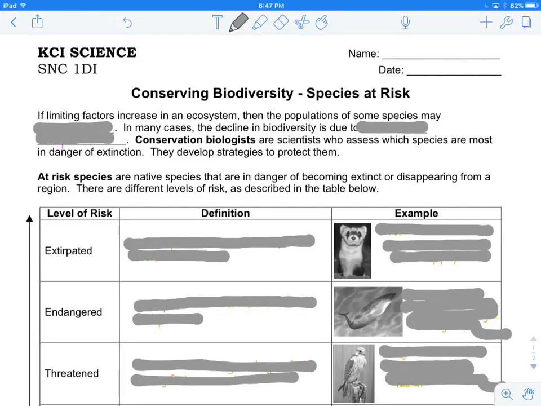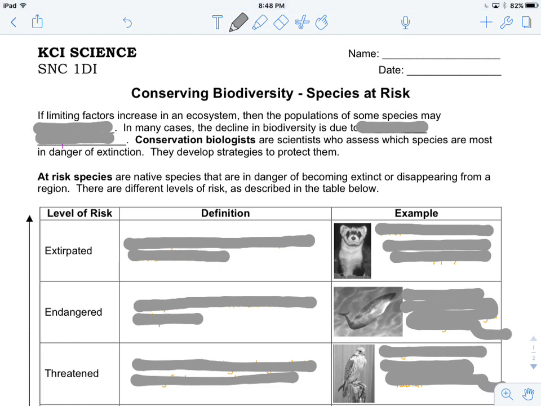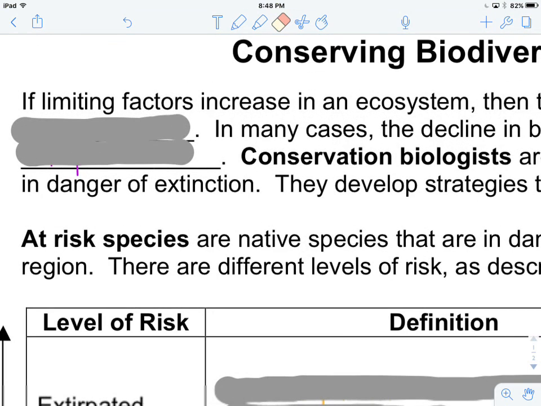So here's a lesson that is looking at species at risk and conserving biodiversity. We've talked about this over the course of the unit, and specifically on the Wrigley's field trip, biodiversity came up over and over again. Last lesson we discussed limiting factors, and if some limiting factors increase in an ecosystem, then the population of some species may decrease.